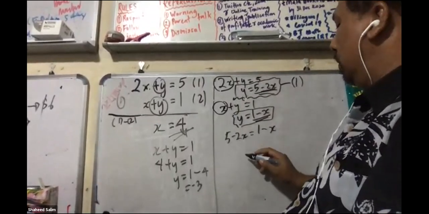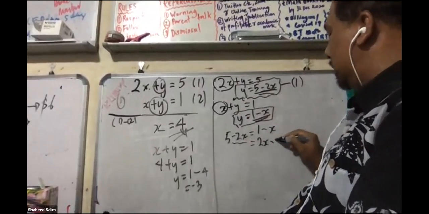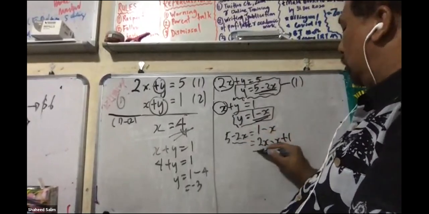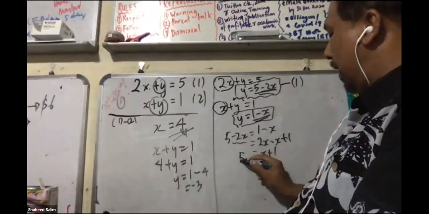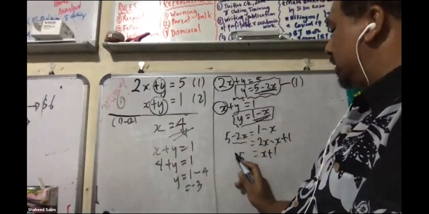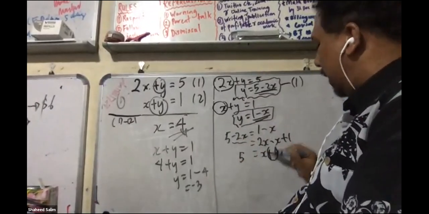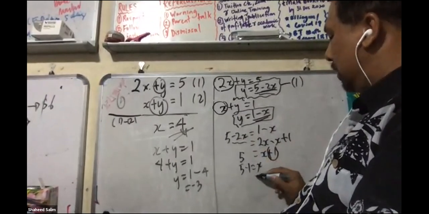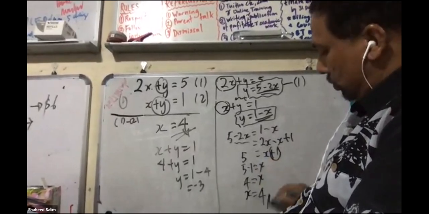So now I bring the minus 2x there, become plus 2x minus x plus 1. So 2x minus x equals to x plus 1, equals to 5. Remember, the sign is always in front. This is plus 5. Then what do? I bring the plus 1 there, become minus 1. 5 minus 1 equals to x. X equals to 4.